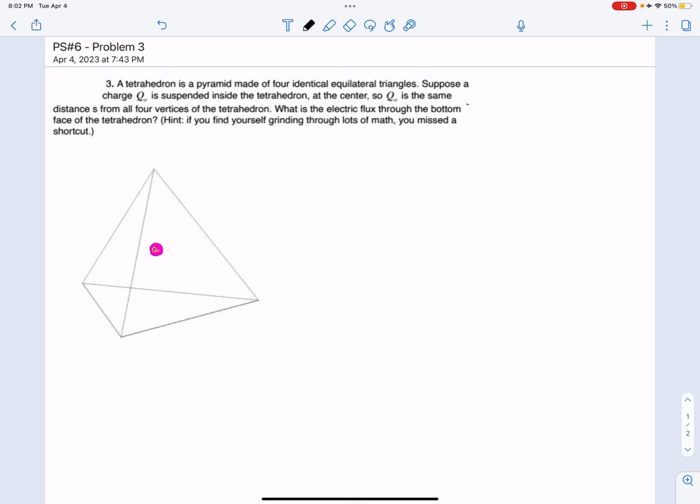Inside this tetrahedron, right in the center, we have this charge Q naught suspended inside, and it is equidistant from all 4 vertices of the tetrahedron, 1, 2, 3, 4. Or in other words, it's the same distance from all 4 faces of the tetrahedron. What is the electric flux through the bottom face of the tetrahedron?